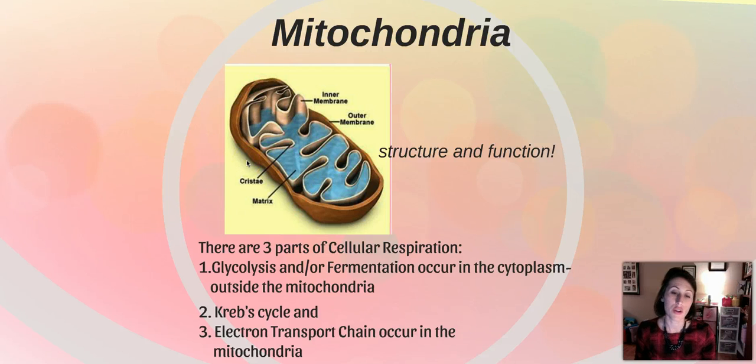Once glycolysis occurs, the molecules that are left over are going to enter into the mitochondria, and that's where the Krebs cycle is going to happen. It's going to finish breaking down those glucose molecules. And then the very last part is the electron transport chain, and it's going to happen right in the inner membrane folds of the mitochondria. So what I really want you to know is that glycolysis occurs outside of the mitochondria and everything else happens inside, okay?